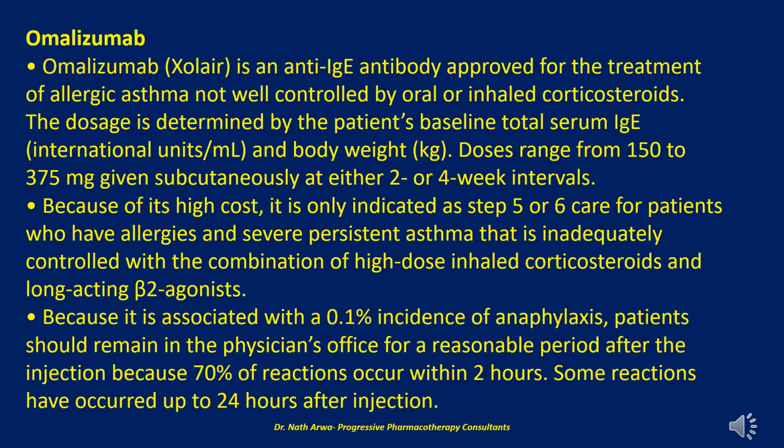And now we will briefly look at omalizumab. 1. Omalizumab, marketed as Xolair, is an anti-IgE antibody approved for the treatment of allergic asthma not well controlled by oral or inhaled corticosteroids. The dosage is determined by the patient's baseline total serum IgE, international units per milliliter, and body weight, in kilograms. Doses range from 150 to 375 mg given subcutaneously at either 2 or 4-week intervals.